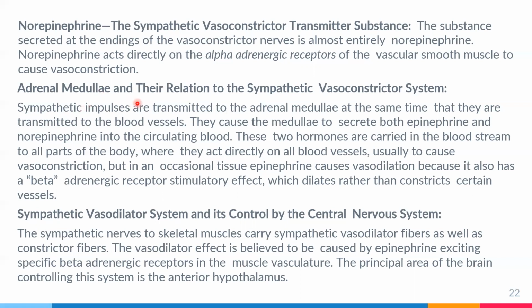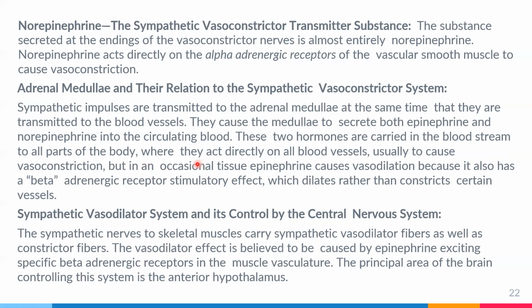Next, we will move on to the adrenal medulla and the reaction to the sympathetic vasoconstrictor substance. Sympathetic impulses are transmitted to the adrenal medulla at the same time that they are transmitted to the blood vessels. These impulses cause the medulla to secrete both epinephrine and norepinephrine into the circulating blood. These two hormones are carried in the bloodstream to all parts of the body. So now this vasoconstrictor impulse is not directly traveling via the nervous system itself, but also has entered the blood and can affect every tissue that is in contact with the blood.